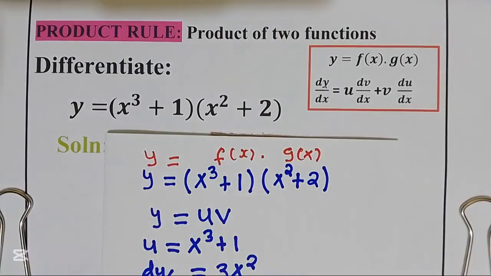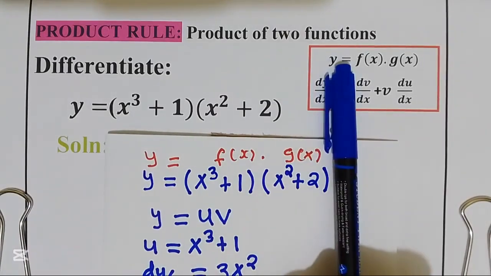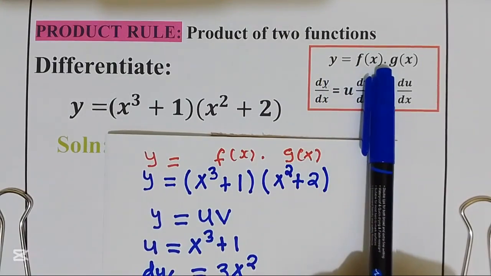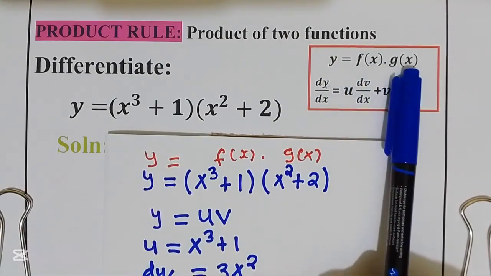I hope you understand how to differentiate this question by product rule. Product rule is used to differentiate the function which is in the form of y is equal to f of x multiplied by g of x.